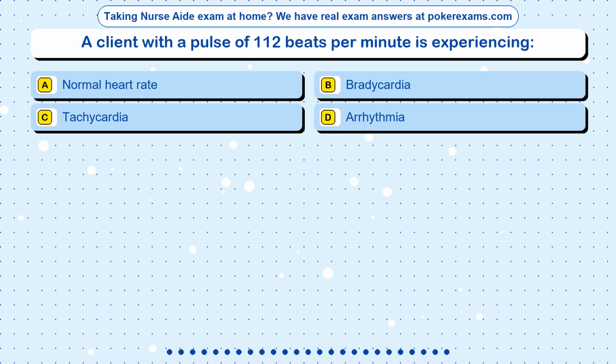Question 13. A client with a pulse of 112 beats per minute is experiencing: Option A, normal heart rate. Option B, bradycardia. Option C, tachycardia. Option D, arrhythmia.